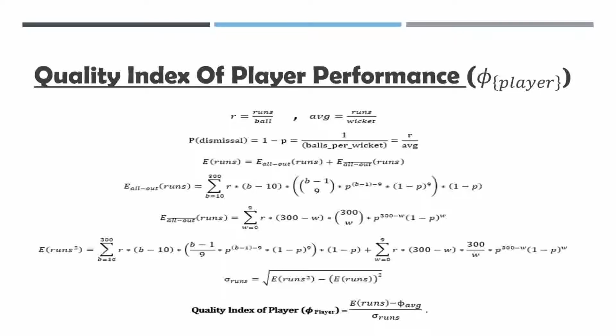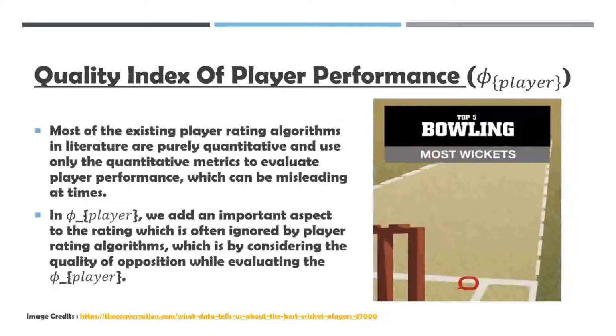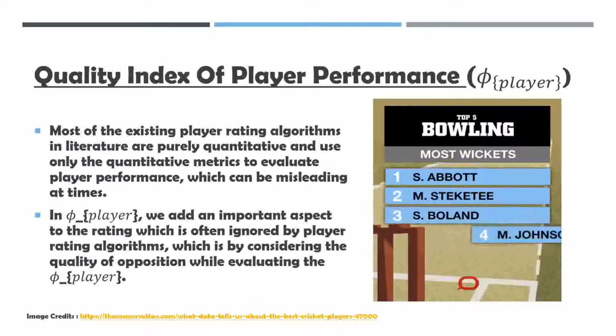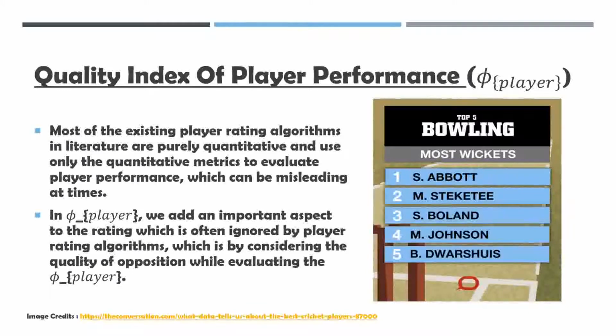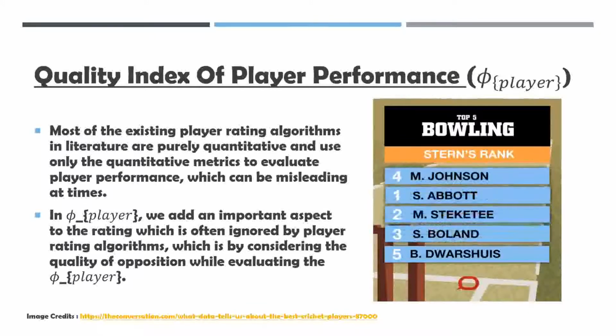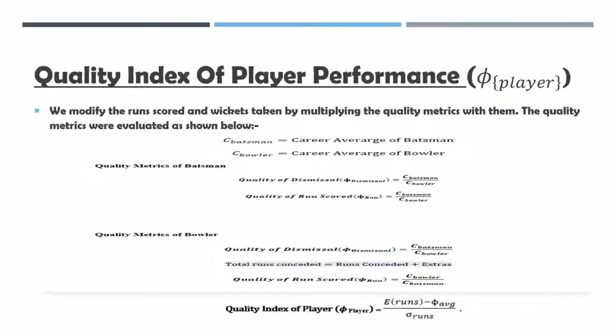So the player rating mechanism of 5 player is different from others, as we modified and reevaluated the runs scored and wickets taken by multiplying our quality metrics, which were evaluated as shown here. So this is how we evaluate our quality index of player performance.